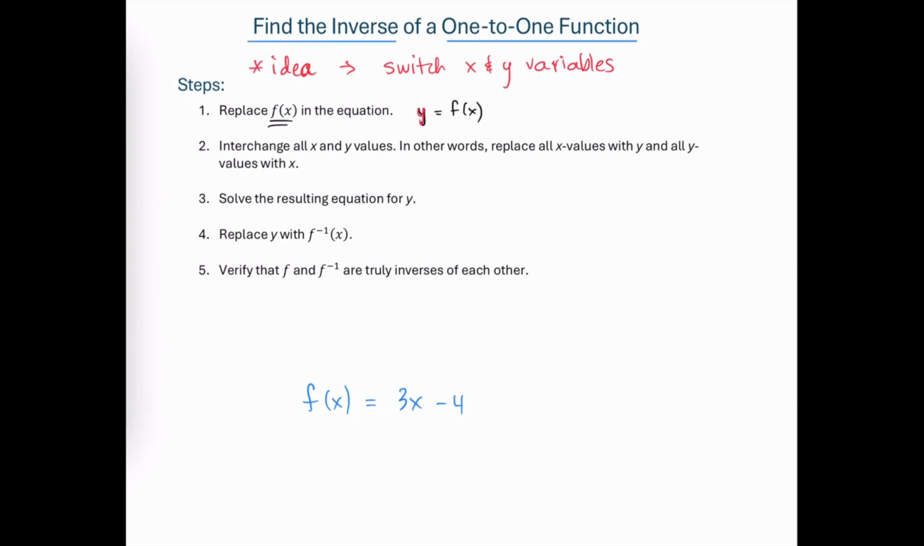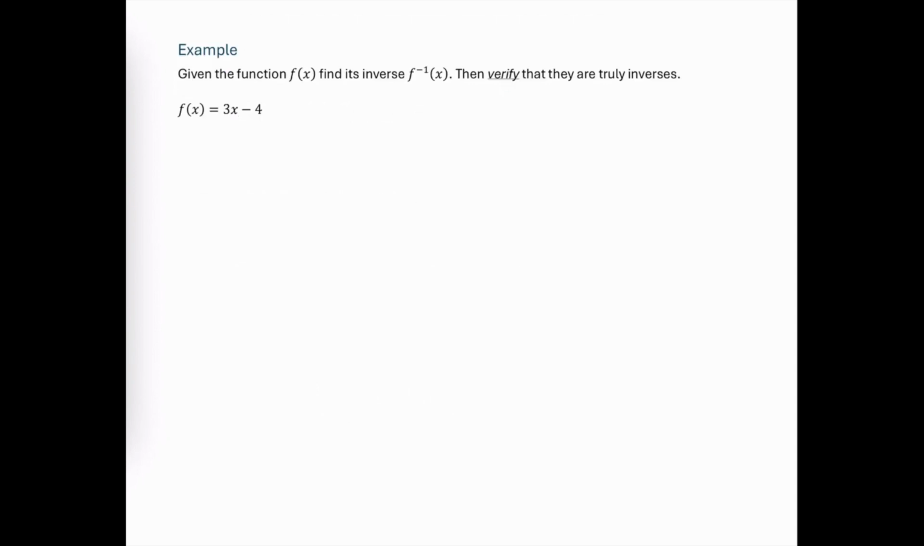Once we have our y variable back, then we can switch all the x and y values. And then in that inverse relationship, we'll solve for y and then call the resulting function the inverse. So let's look at a quick example. The first thing that we want to do is to replace f of x in the function with y.